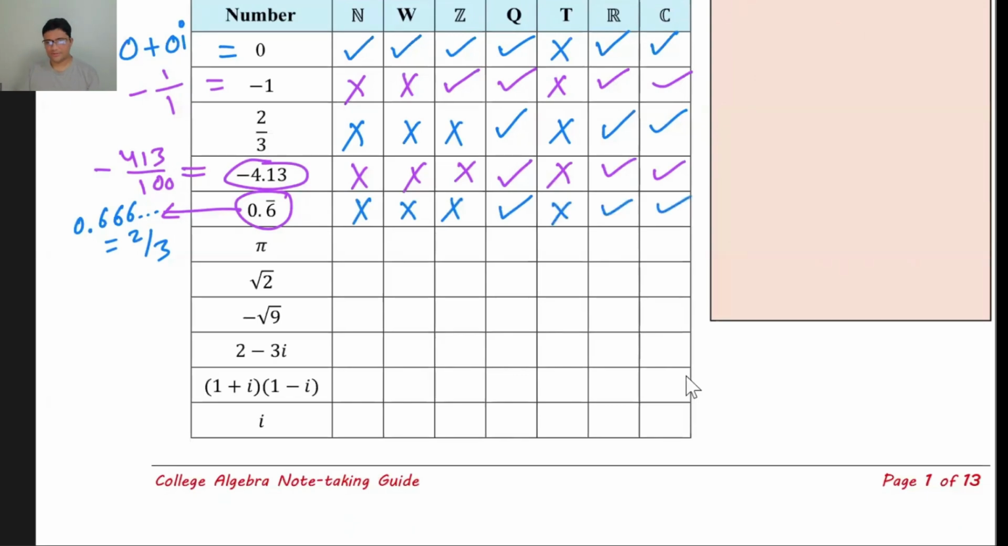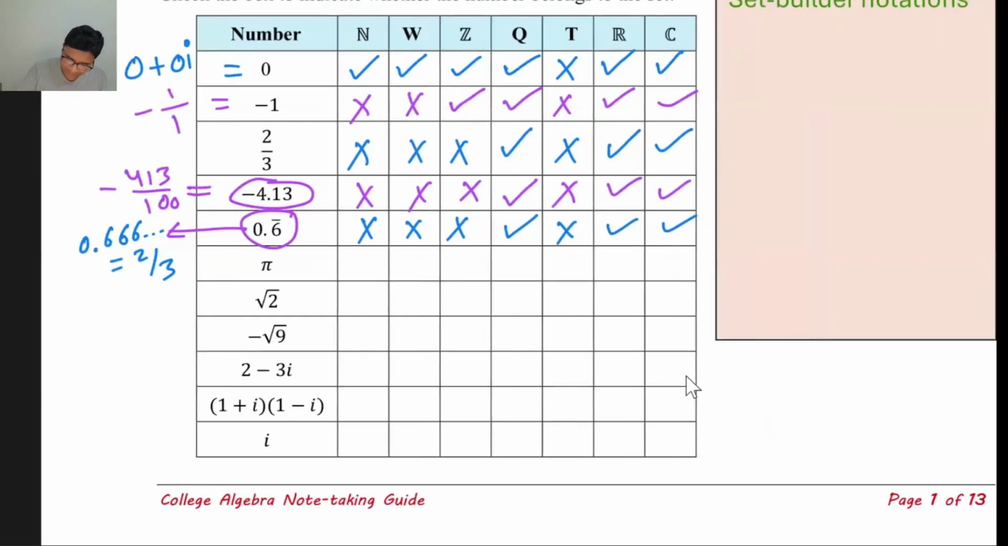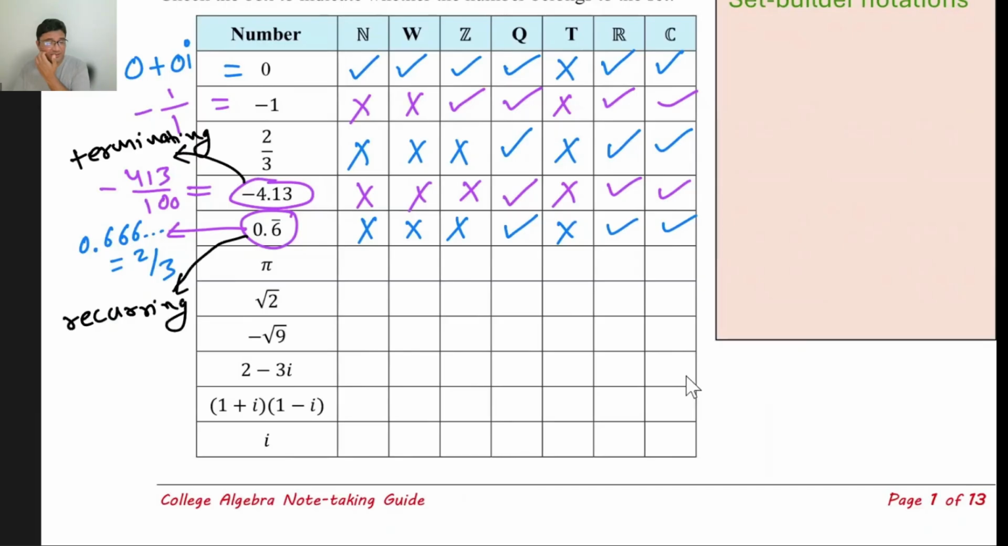So this remaining part of that row you can understand. Let me write the word here so you don't miss it. The one here is terminating, and 0.6 bar is recurring. So it means non-terminating. Recurring, non-terminating decimals, all of them end up becoming rational numbers.